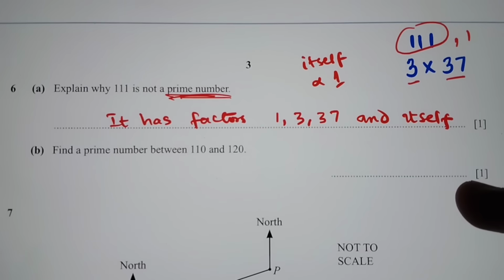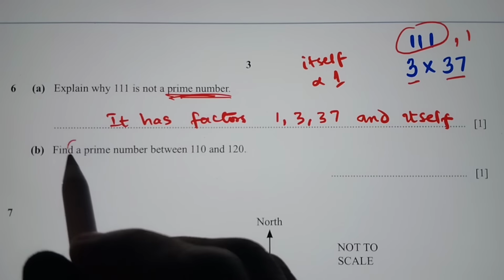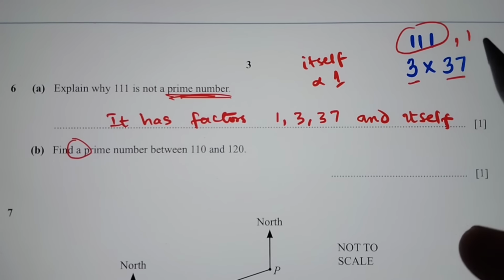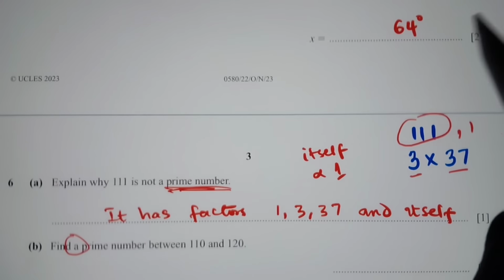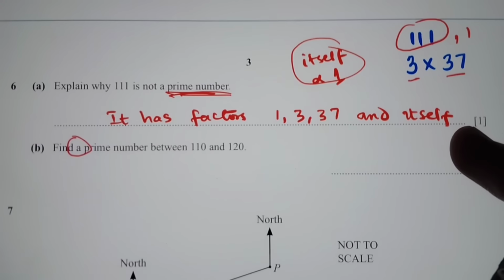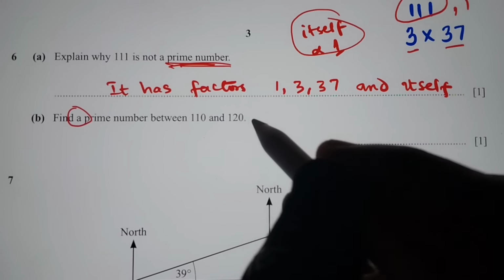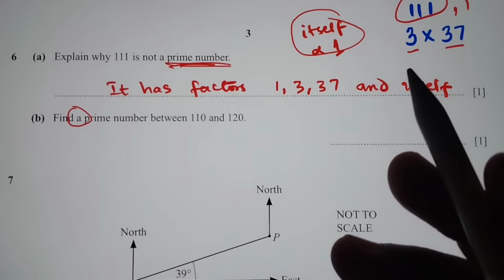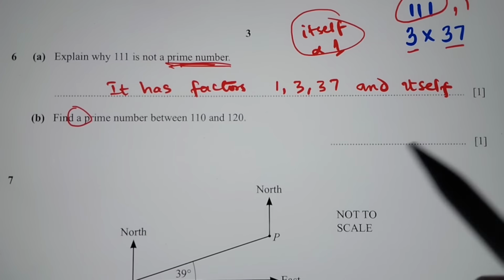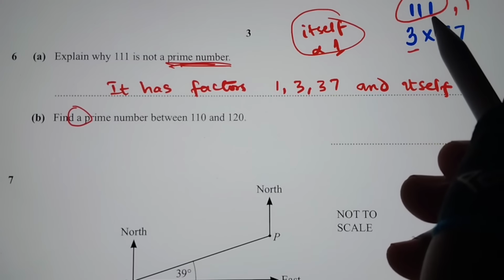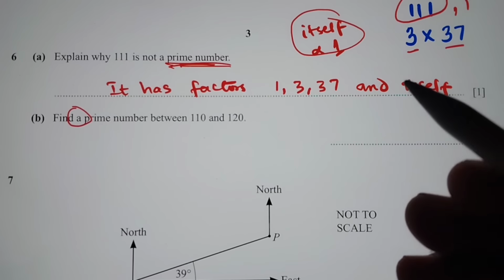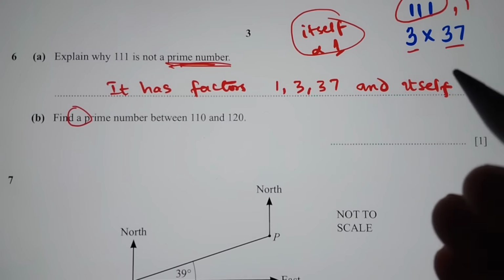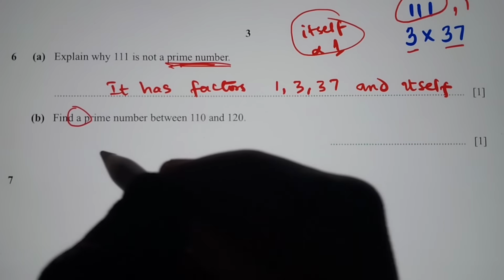Going to question 6b, find a prime number, just one prime number, between 110 and 120. Remember we said a prime number is a number that can only be divided by itself and 1. So if we are looking for a prime number between 110 and 120, it means we are counting 111, 112, like that. And then we have to check which of them has other factors, then we eliminate those. We've just discovered that 111 is not a prime. 112 will not be prime because it is even and can be divided by 2. The only prime number that is even is 2 itself. So we are going to strike out all even numbers between 110 and 120.